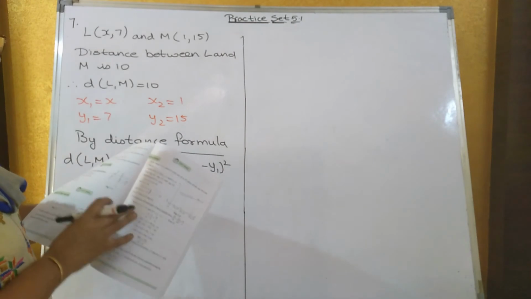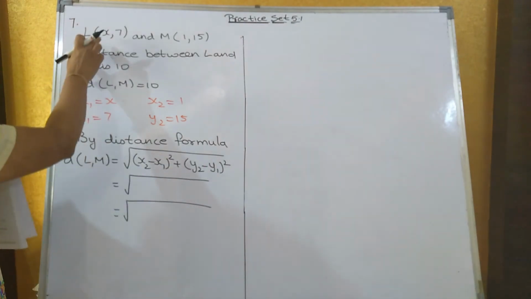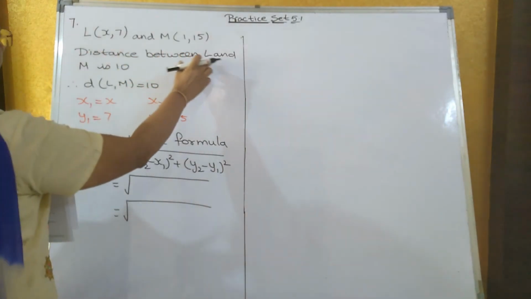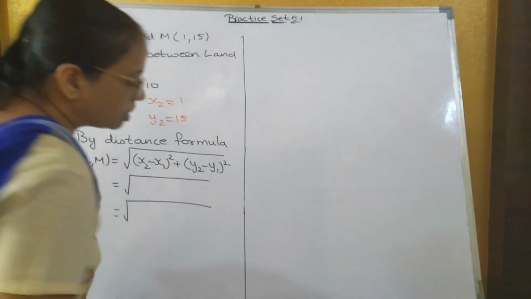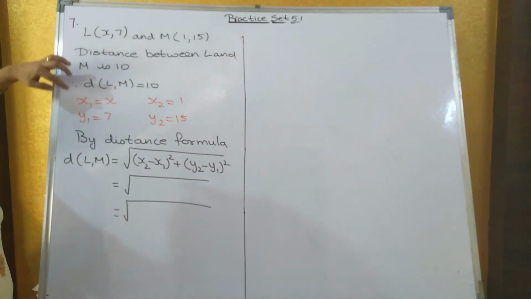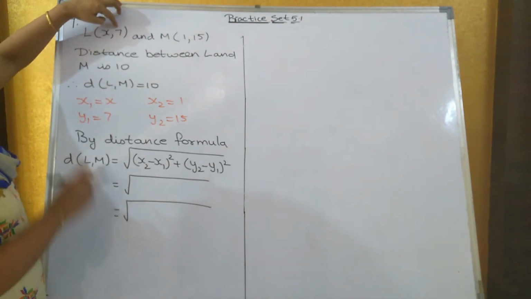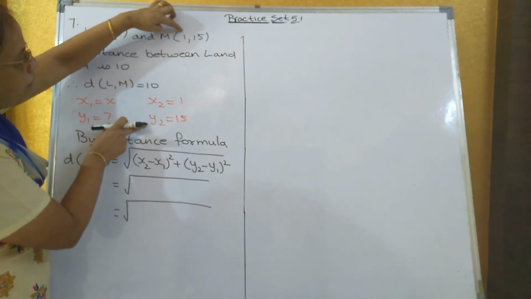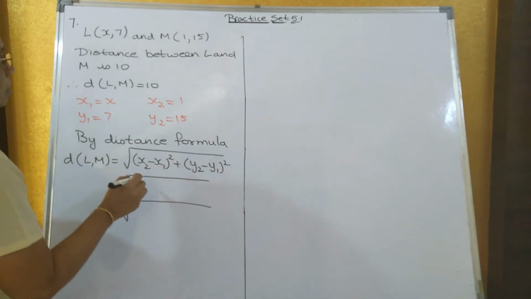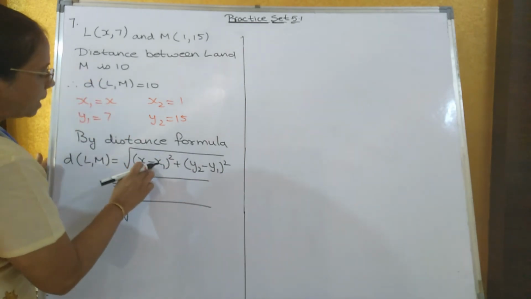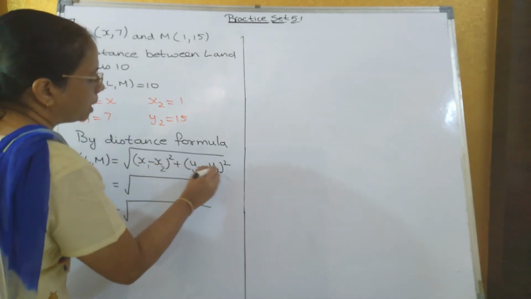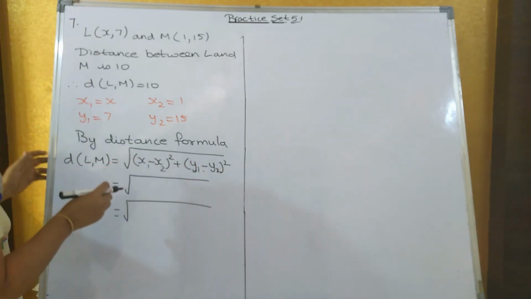Sum number 7, they have given find x. We have to find the value of x if the distance between L and M is 10. It is already given that the distance LM is 10. And x1 is x, y1 is 7, and x2 is 1 and y2 is 15. So by the distance formula, distance LM is equal to, use the formula. We will take x1 minus x2 and y1 minus y2, just for convenience's sake. You can take it the other way also, it won't make a difference.